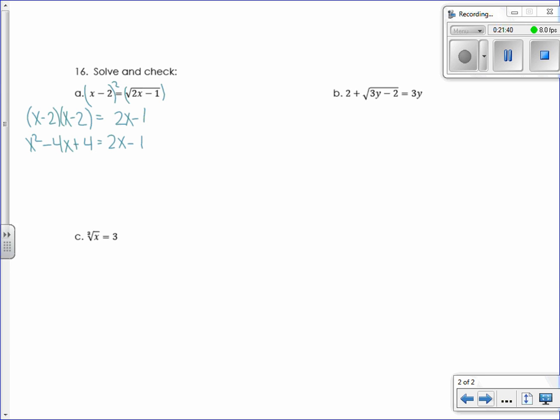And remember, quadratics, I always want to get them equal to 0 because then I can factor or I can use the quadratic formula. So when I get this equal to 0, that's going to be x squared minus 6x plus 5. And this does factor into x minus 1 and x minus 5. Much better.